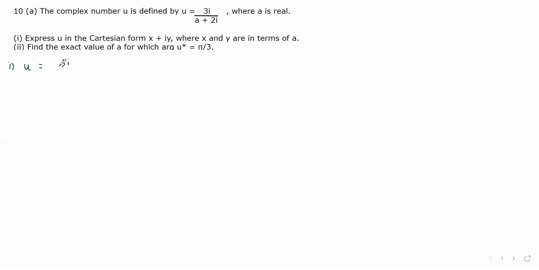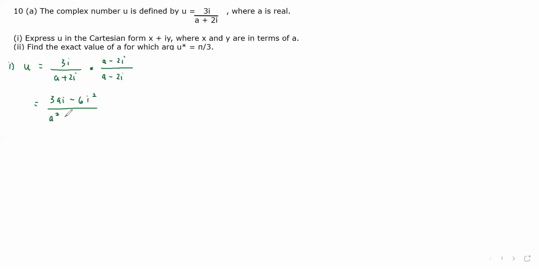U is given by 3i over a plus 2i. To write it in the simplest form of a complex number, the denominator has to be real. And in order to make the denominator real, we must multiply by its conjugate, a minus 2i. We do the same for the numerator. For the numerator, we have 3ai minus 6i squared. And for the denominator, that is a difference of squares.